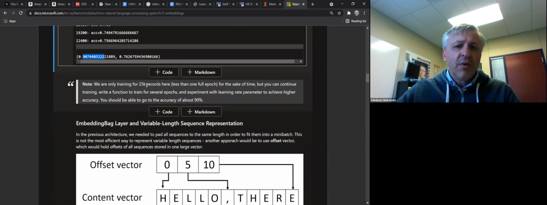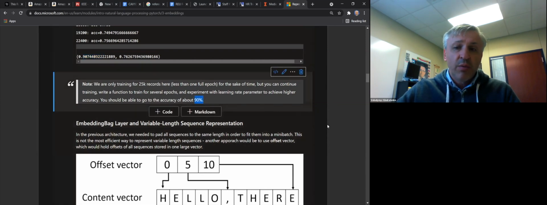So we only train it here for 25,000 records, but we can extend that to train longer. And if you play long enough with this, you can apparently get accuracy up to 90%. So that's not a bad approach.